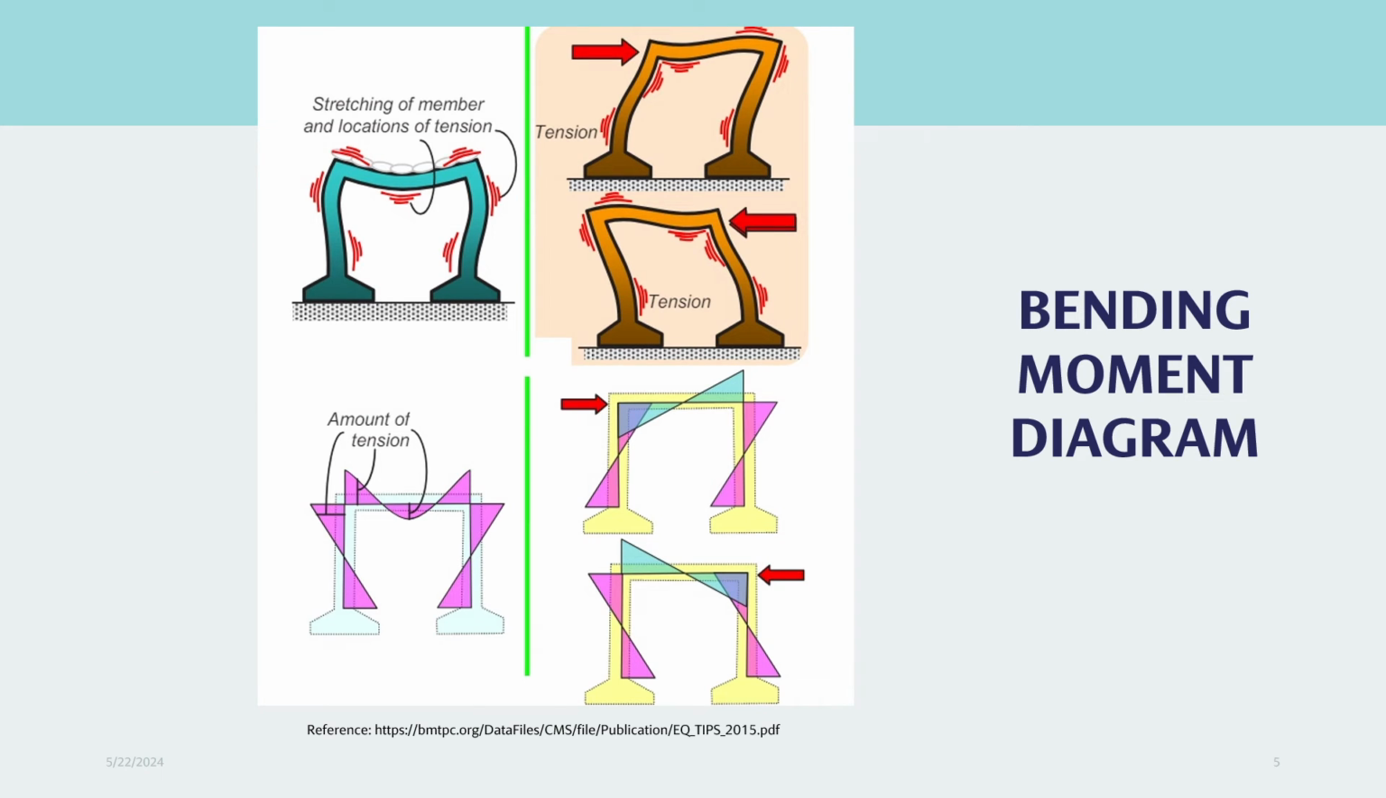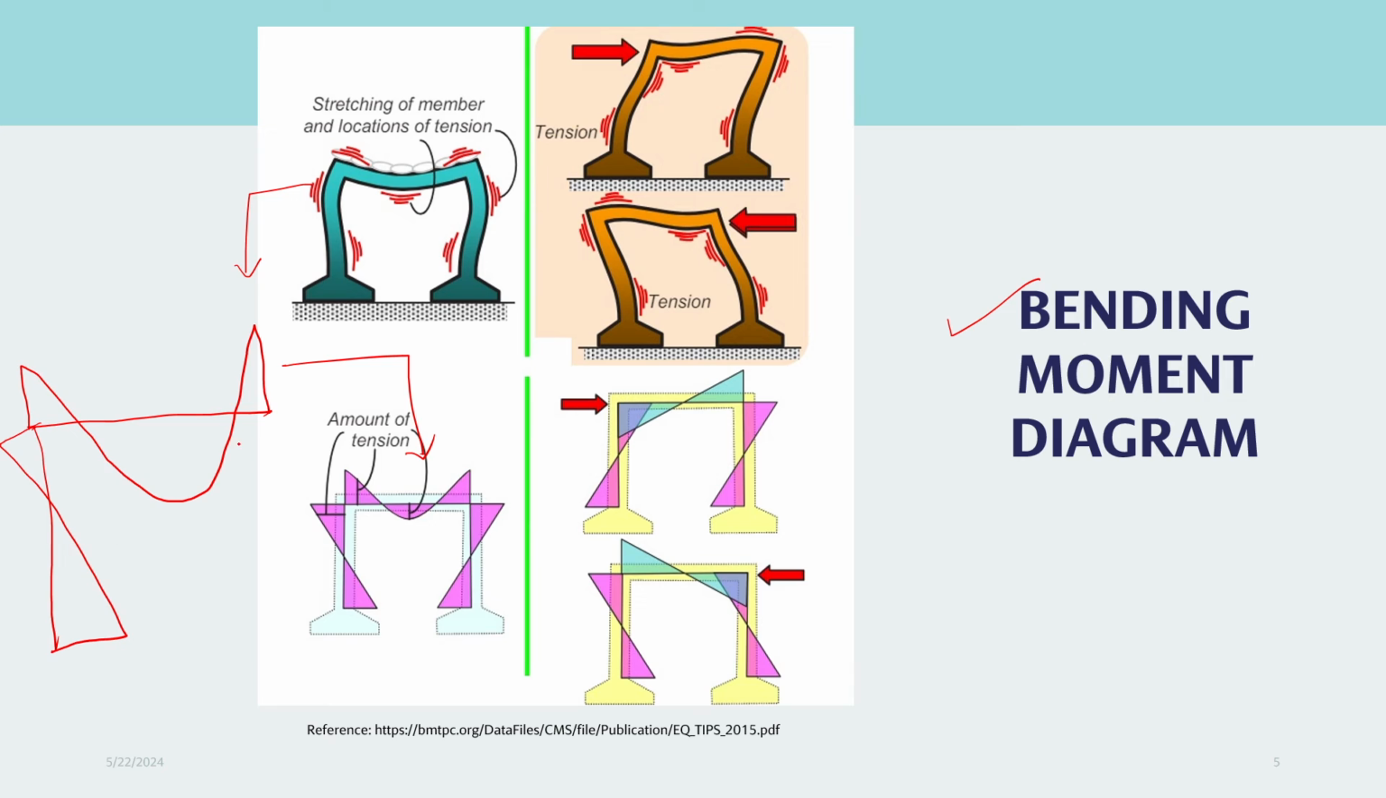Now I will simplify it more because we have studied the bending moment diagram. If you see this fixed beam, we know this is somewhat what the bending moment diagram looks like for gravity loading. Here you can see, and we have drawn this diagram so many times. Similarly, this is the BMD for the column. I'll not explain this because we already know this. So these are the zones of tension.